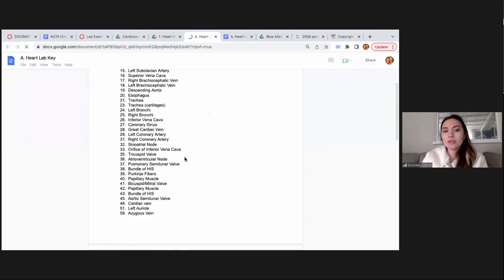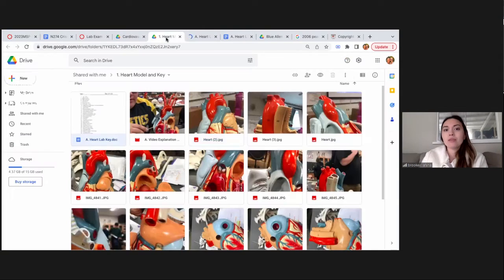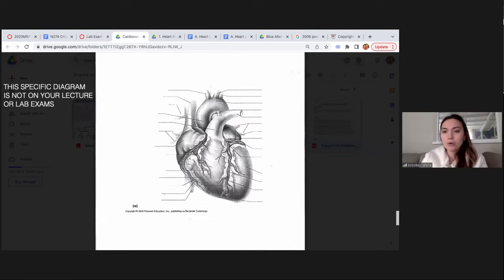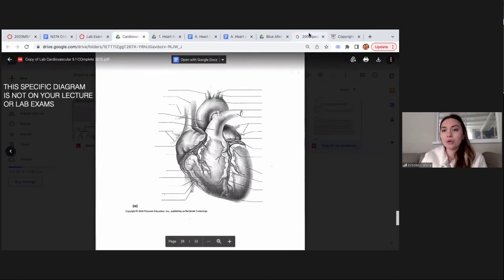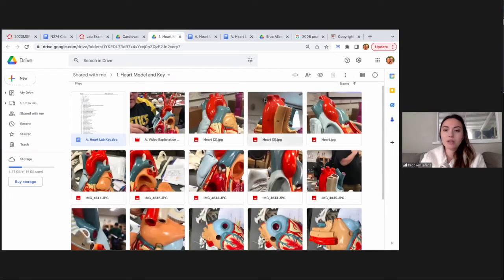Is that making sense to everybody? This is the list we expect you to know. This is the model we expect you to test on, not this diagram. Good. So that's why I'm showing you how you can fill it out really quickly by just Googling 2006 Pearson heart diagram and filling it in using the image. But just to be clear, you're going to need to spend time memorizing this model because that is where we'll test you.